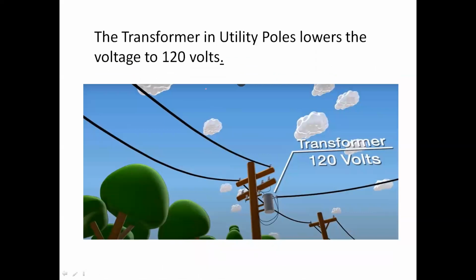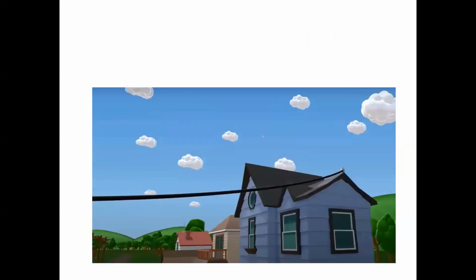Then on these utility poles, you can see this structure. This is called a transformer, another transformer. This is the one that further lowers the voltage to 120 volts, which is the amount of volts that can be used in the household. So on every utility pole, there's a designated transformer that reduces the voltage of the electricity to 120 volts.